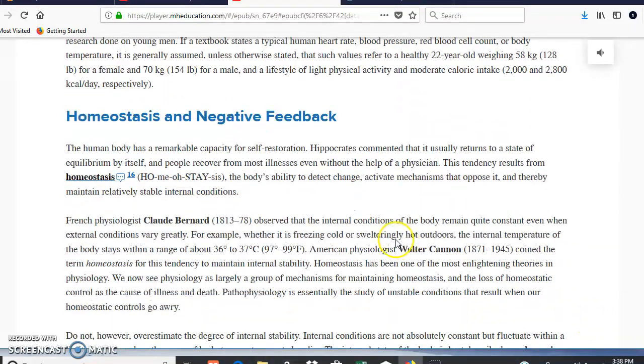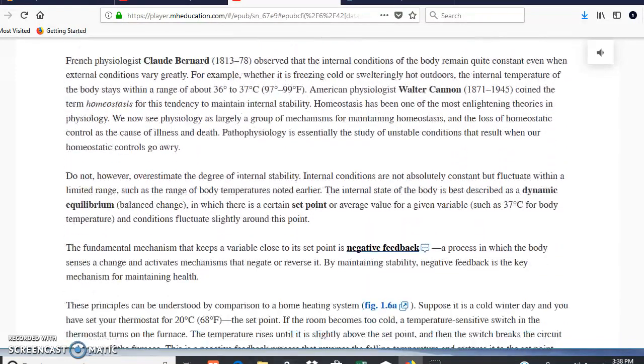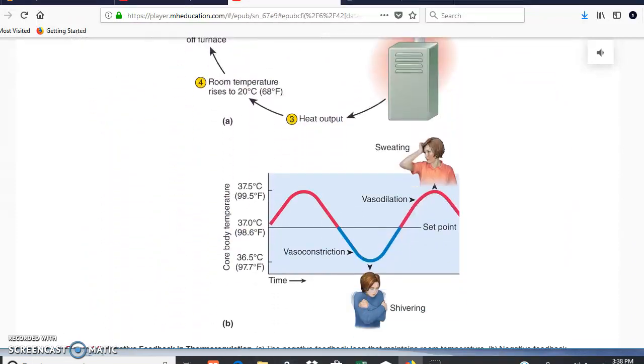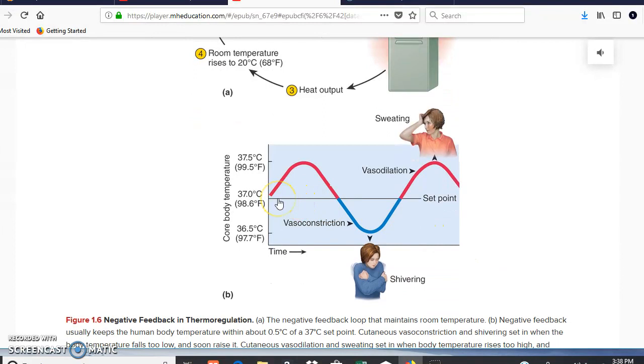Well, we're going to maintain balance, homeostasis, using negative and positive feedback. We're going to use a graph that we have right here regarding temperature to show the concept of homeostasis. So homeostasis means balance. In this case, the balance is this black line right here, which is going to be the set point. Anything that deviates from the balance is going to be considered not normal.